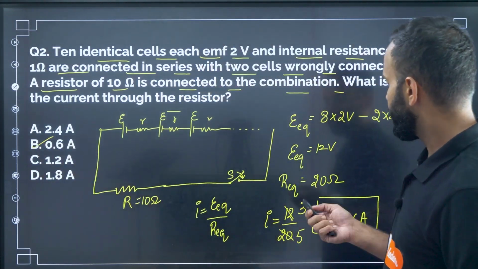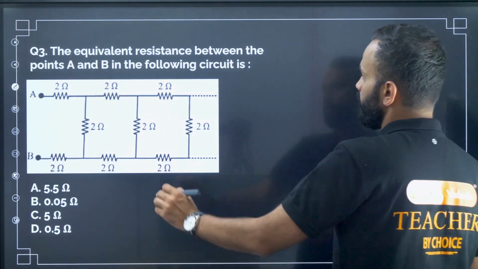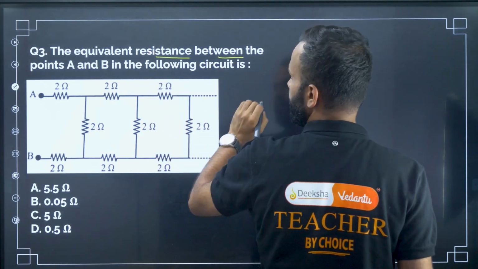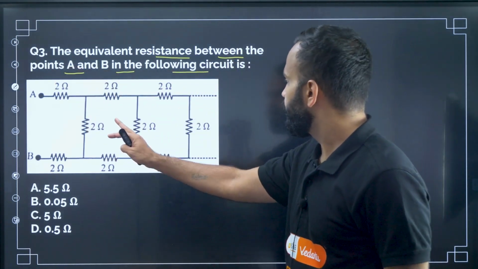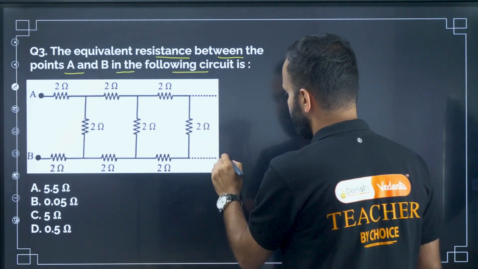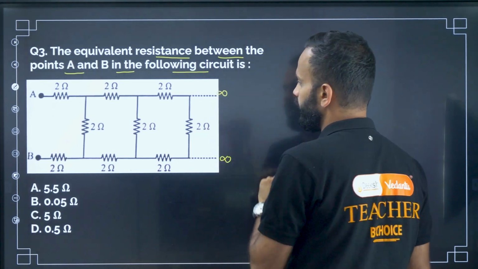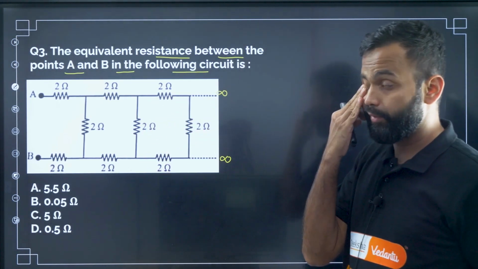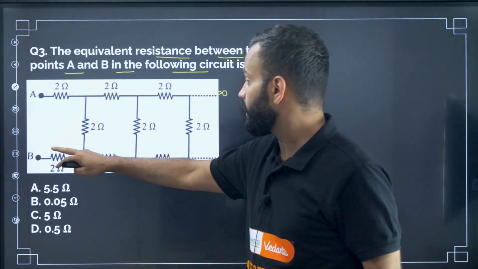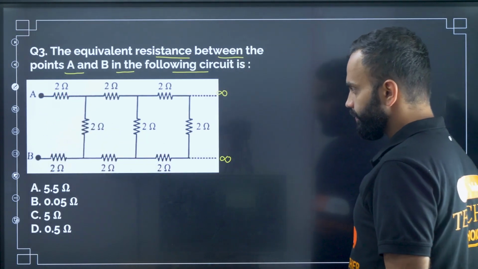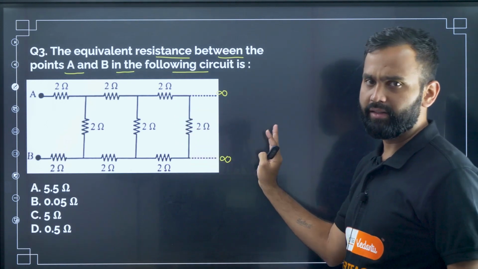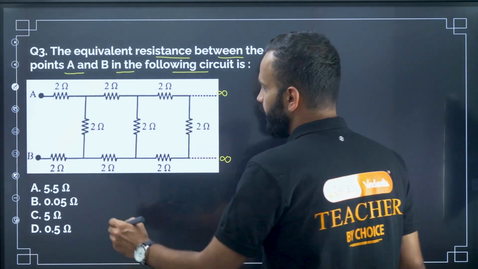Next question. Question number 3. The equivalent resistance between the points A and B in the following circuit. See, this is the infinite ladder circuit, right? We need to find the equivalent resistance between A and B, isn't it? So this is an infinite ladder circuit.